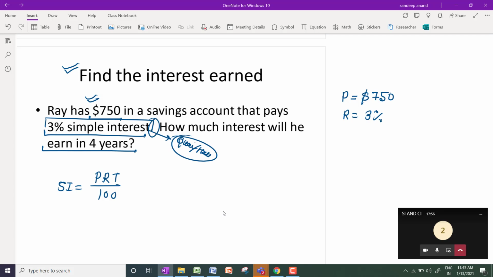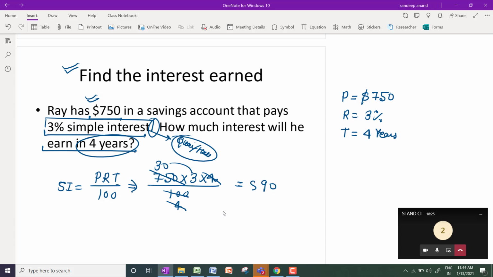If nothing is mentioned, it is automatically considered yearly. Your time value is given in years, 4 years. Then what is my simple interest? The P value is 750, the R value is 3, divided by 4, divided by 100. So 4 times 4 gone, 3 times 30 is 90. In dollars, your simple interest, the interest that you earn, is $90.